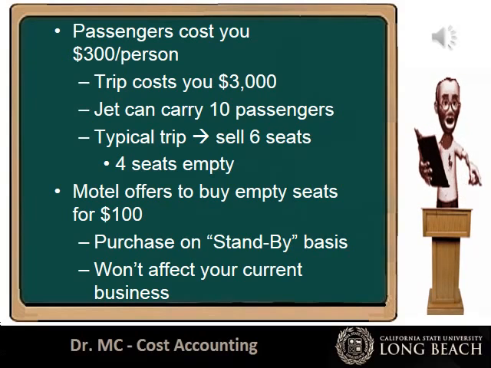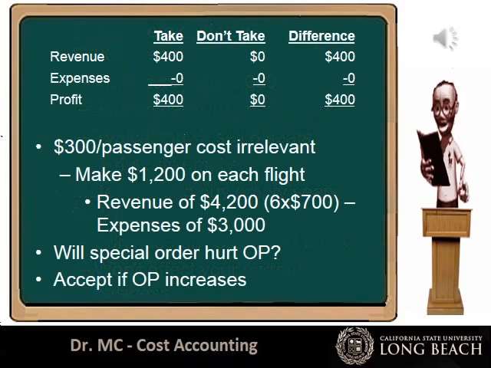The owner of the Motel 6 offers to pay you $100 per passenger to take motel tourists on a standby basis to the island. You have determined that taking these extra passengers will not affect your current business. This table shows you the relevant costs and revenues in deciding whether to accept the special order to fly motel customers to the island on a standby basis.